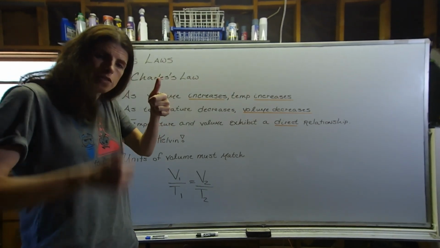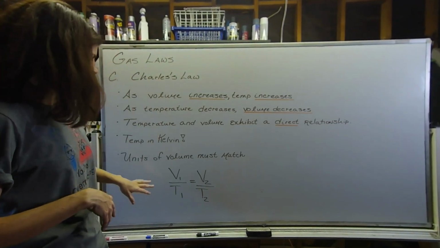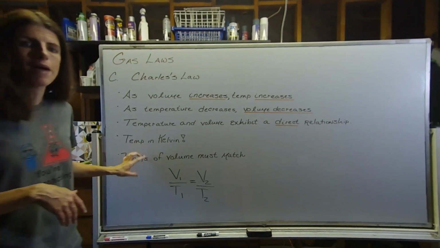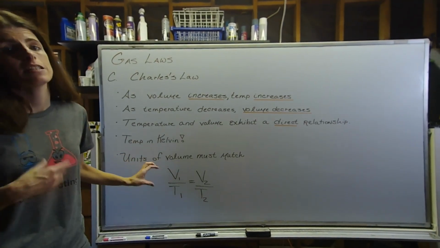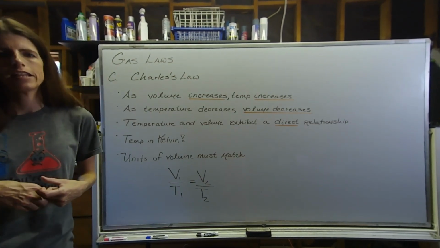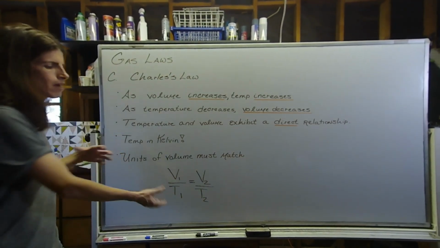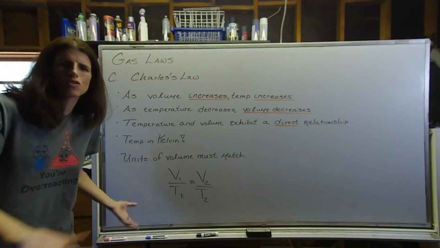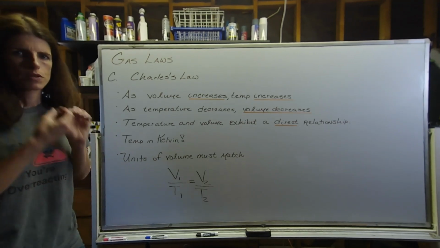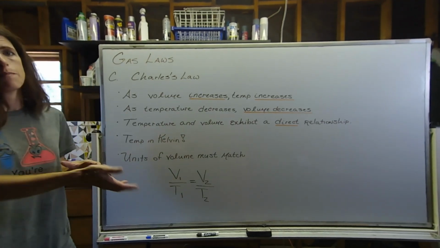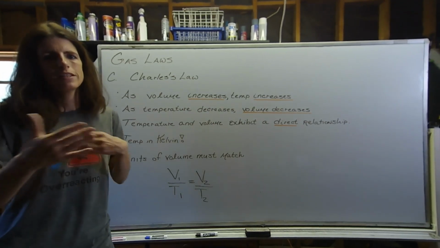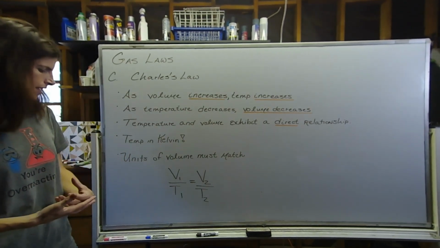One goes up, the other one goes up as well. The temperature, when we do the math for this, has to be in Kelvin. We need to avoid Celsius because Celsius has negative numbers, and that might result in a negative volume. There's no such thing as a negative volume. So use the Kelvin system because that only has positive temperatures. And then the units of volume, you can do whatever, but they just have to match so that they cancel.